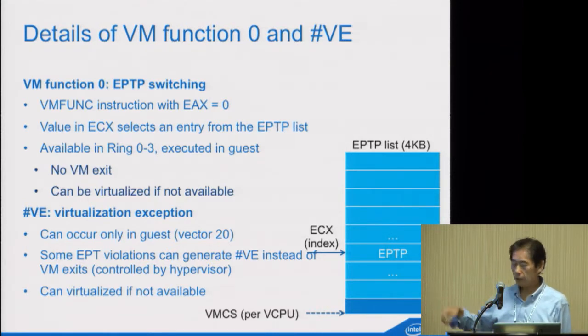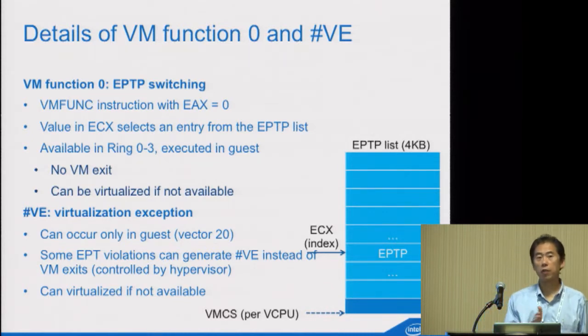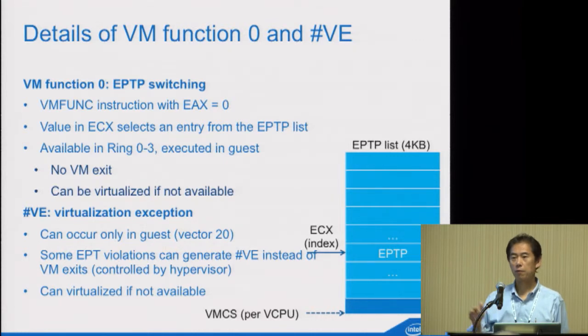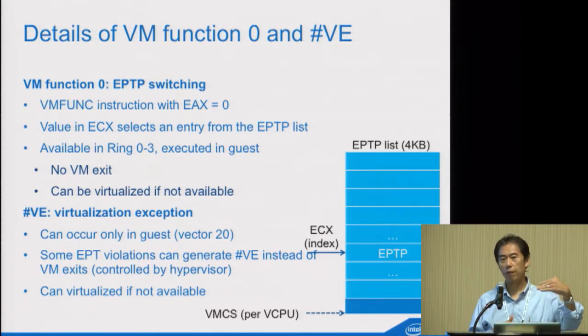Hash VE is so-called virtualization exception. This is also in SDM today. This happens only in guest. The idea is basically to convert some EPT violation to bounce back without causing a VM exit. You know, EPT violation is a VM exit, right? But if the guest itself wants to handle it efficiently, then it can take a hash VE. So if the guest tries to access some memory that EPT doesn't have a permission for, then it causes hash VE in the guest.